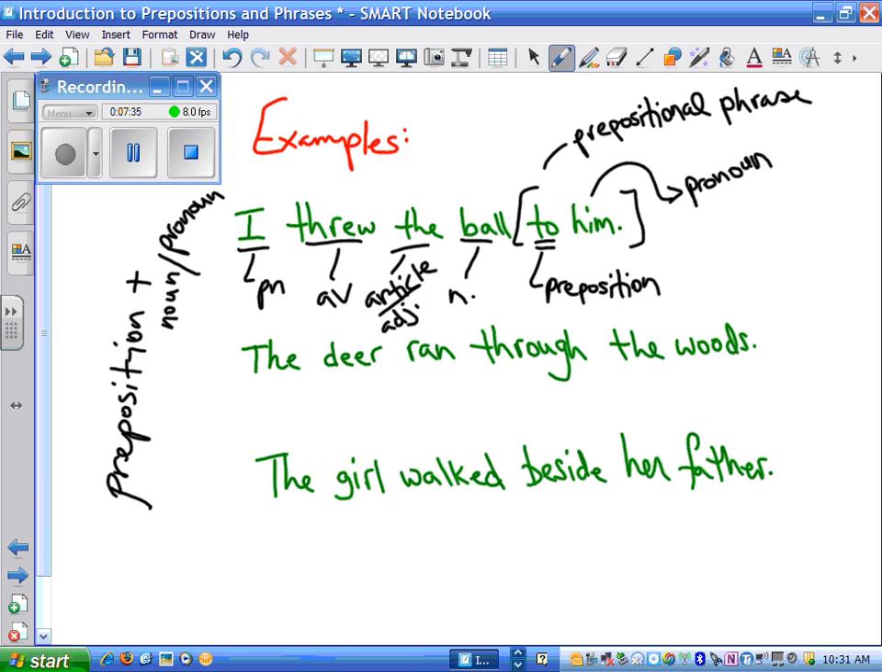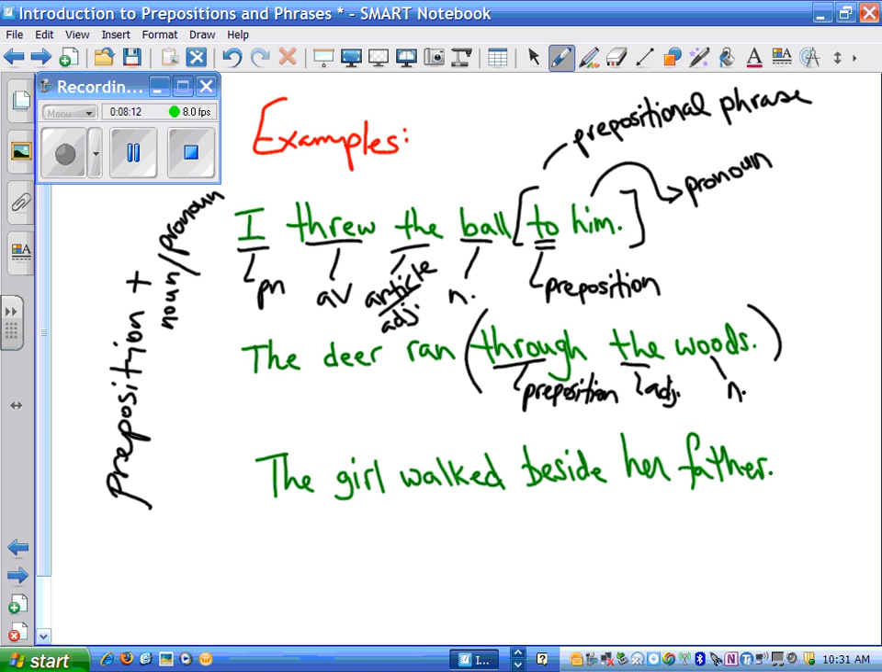All right, our next sentence. The deer ran through the woods. Through is my preposition, starting my prepositional phrase. Remember that pattern. Through plus a noun or a pronoun. And perhaps in between, we're going to have, like we do here, some modifiers. In this case, we have the article the working as an adjective, and a noun ending my phrase.